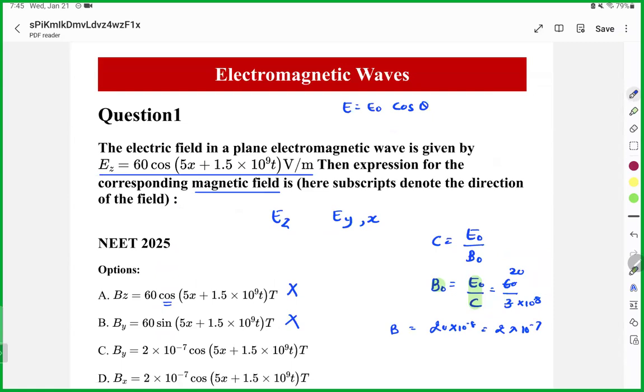Correct? So how will you identify in this case? From the plane, which plane are you taking? Electric field in a plane of the electromagnetic wave. If you take Ez, here you have x. What is the meaning of x? It is propagating in x-axis. Do you remember same thing we did in the waves also? y is equal to a sine kx minus omega t. So what was the meaning of x? It was propagating in x-axis.